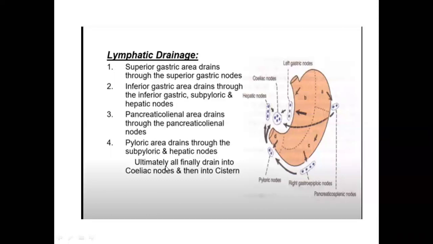Ultimately, all the final drainage will go into the celiac nodes, and then from the celiac nodes, it will go into the cisterna chyli, which is the main lymphatic channel of the body, in which all the lymph finally drains.